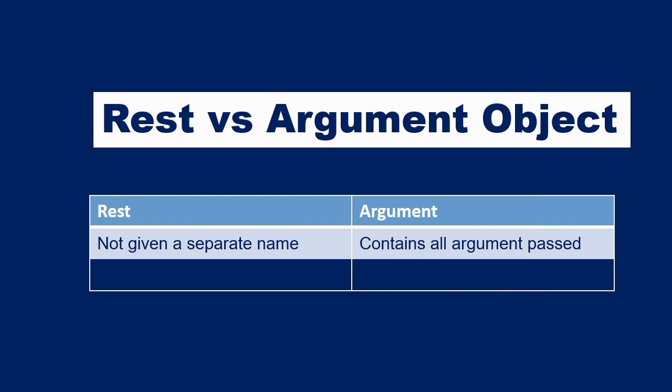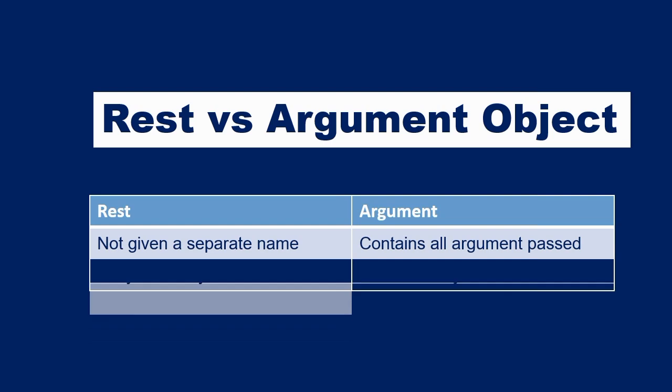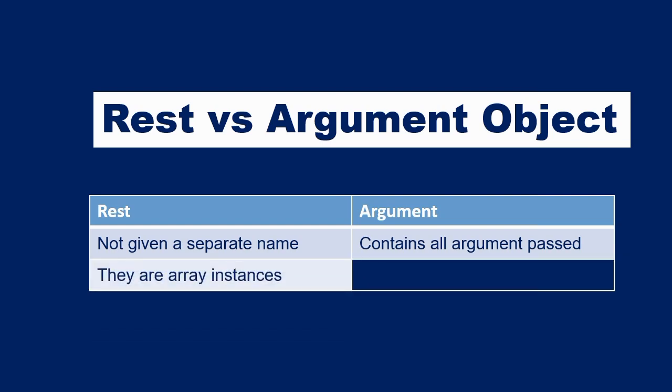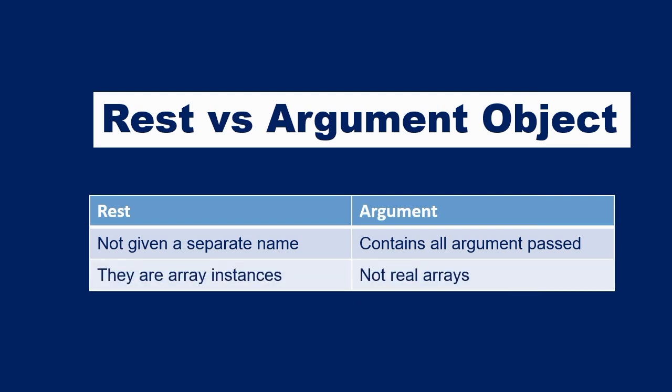The second key difference is that the arguments object is not a real array, while the REST parameters are array instances, meaning that methods like sort, map, and so on can be applied on it directly.